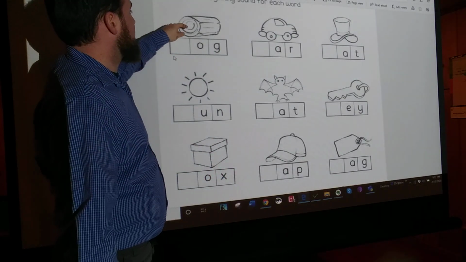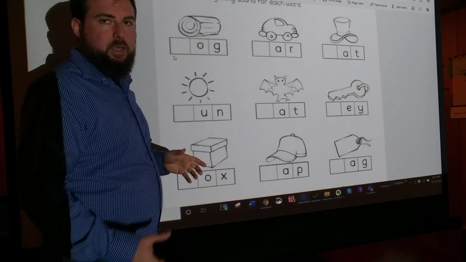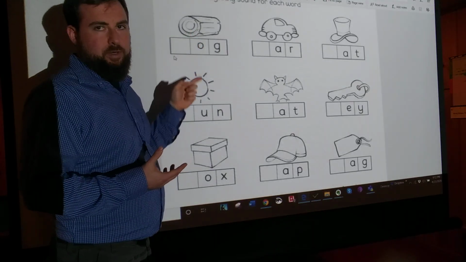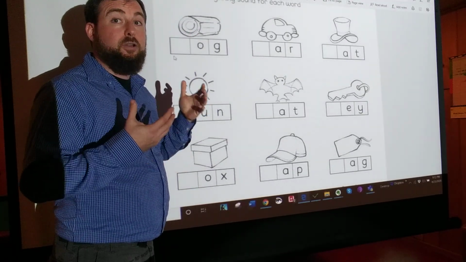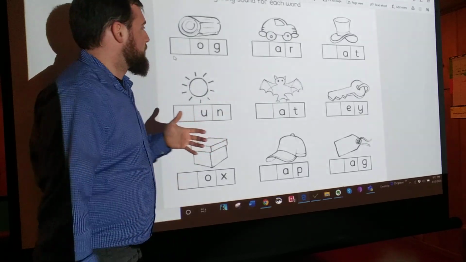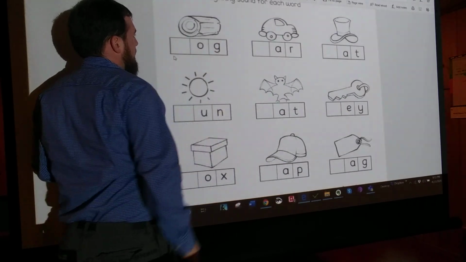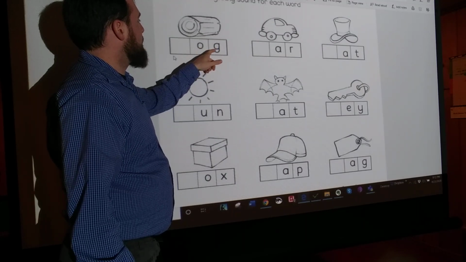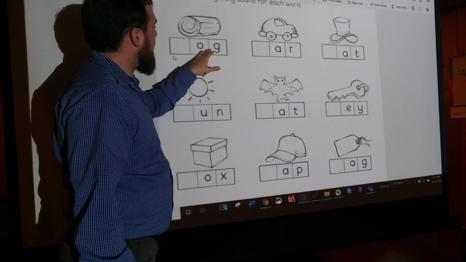For example, this first one. This is a piece of wood. Okay? What is that called when we have this piece of wood? Do you remember what it's called? It's called a log. Okay? Log. So over here, we see blank OG. We know OG goes "og." So the log, that's the "og."